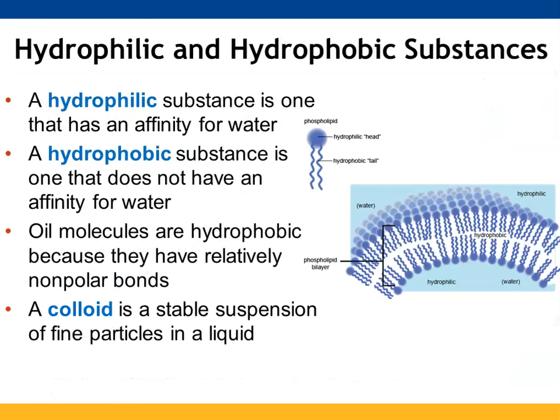We'll spend more time on membranes in our next unit, but hydrophilic and hydrophobic substances are ones that are going to have a relationship with water. Hydrophilic is when there is an affinity for it, totally fine being in the presence of water. Hydrophobic is when you don't have an affinity.